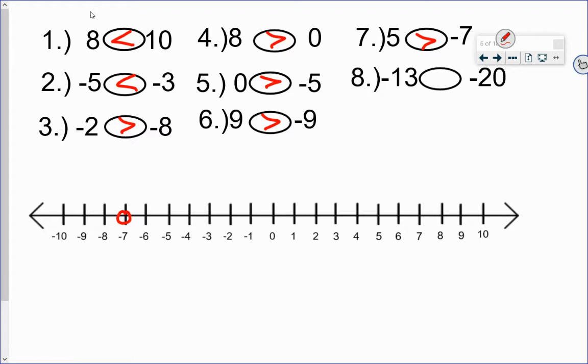Well, Mr. Renfro, the next number is not on the number line. However, I do know that -20 is further away from 0 than -13. So -13 has to be bigger than -20. Right, very good.